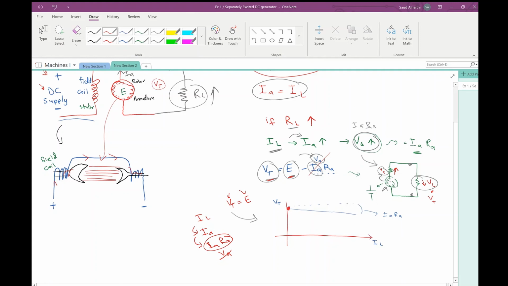Once I connect the circuit to a load, this one will be generated, so we will have a drop with the increasing of the load current value. Thank you.